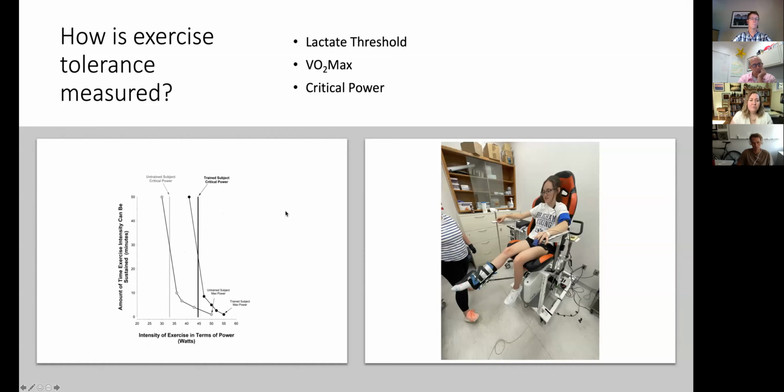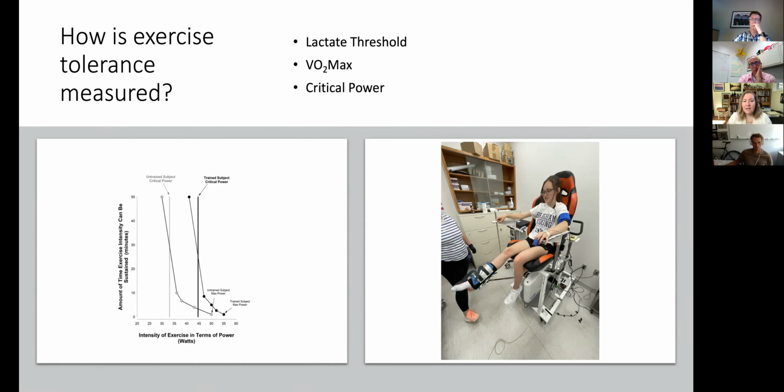So how do you measure exercise tolerance? There are a few different ways that have been around to measure exercise tolerance. The first one is lactate threshold. Lactate threshold is an accumulation of lactate in the blood, and it occurs when you have more lactate entering the blood than you can use. So this isn't a great definition of exercise tolerance because when you are exercising above lactate threshold, you can still exercise for a pretty significant amount of time.